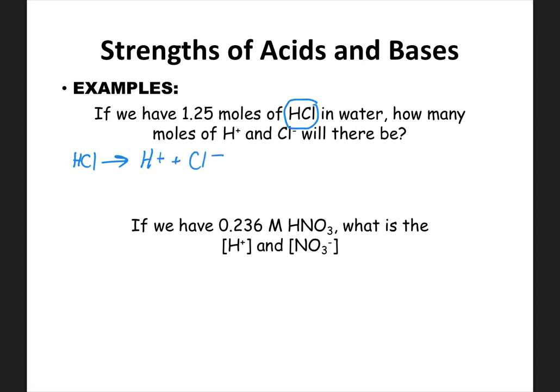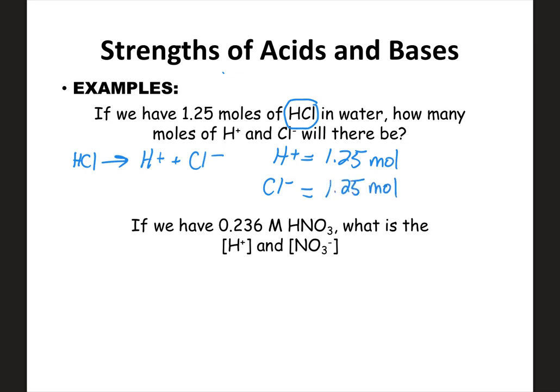And the ratio here is 1 to 1. For every one of the compound, there's 1 H plus. For every one of the compound, there's 1 Cl minus. So if you know how many moles of HCl you have, you know the exact amount of H plus and Cl minus you have because it's a strong acid and it ionizes 100%. Therefore, the moles of H plus is going to be 1.25 moles. It's exactly the same because it's 1 to 1. And the moles of Cl minus is also 1.25 moles.